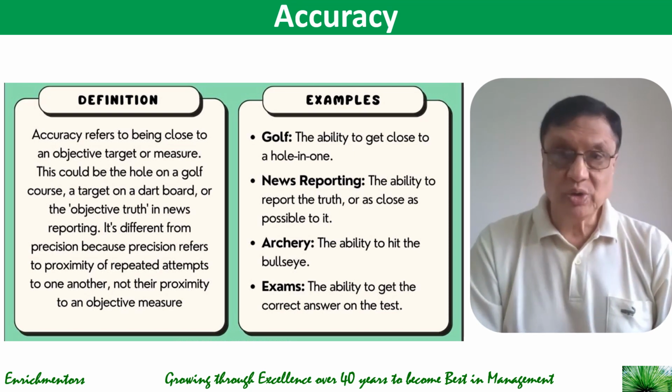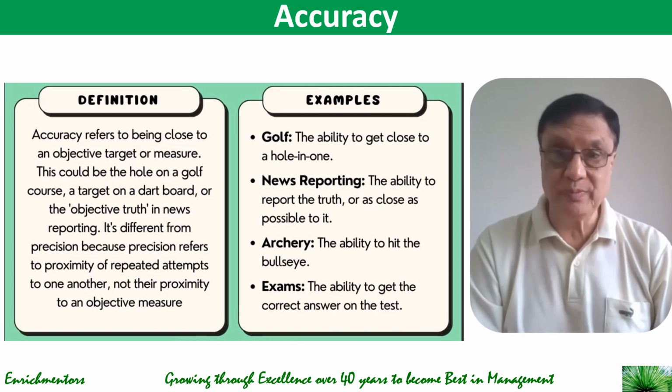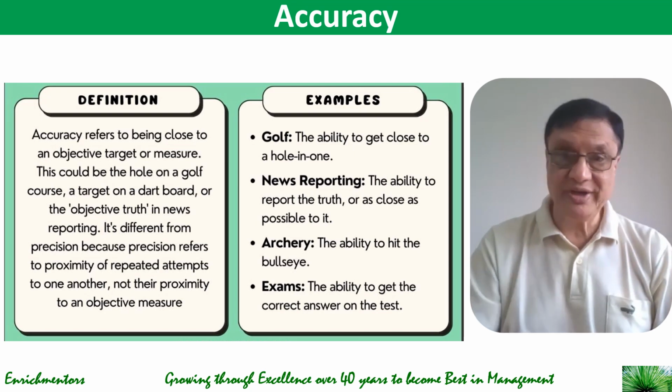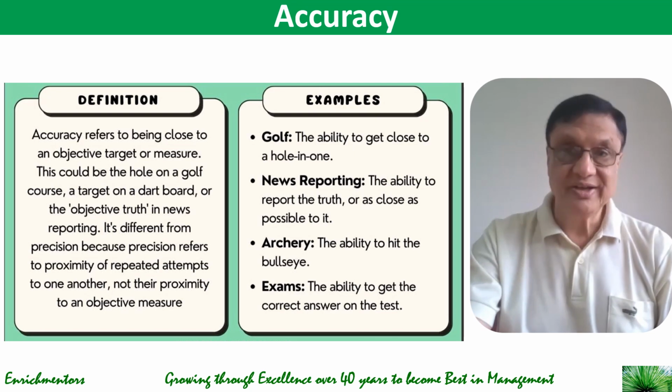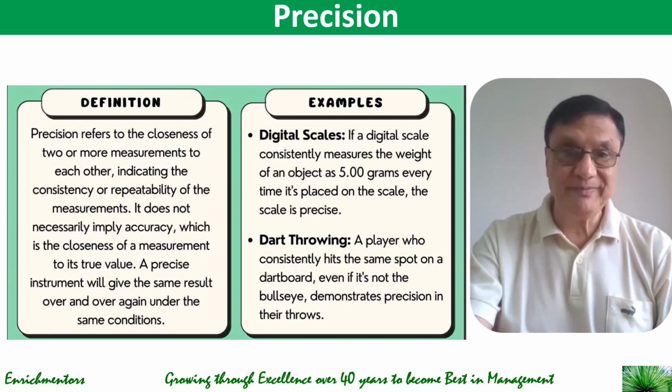Examples: in golf, the ability to get close to a hole in one; in news reporting, the ability to report the truth or as close as possible; in archery, the ability to hit the bullseye; and in an exam, the ability to get the correct answer on the test. Now, precision refers to the closeness of two or more measurements to each other, indicating consistency. It does not necessarily mean it is accurate.